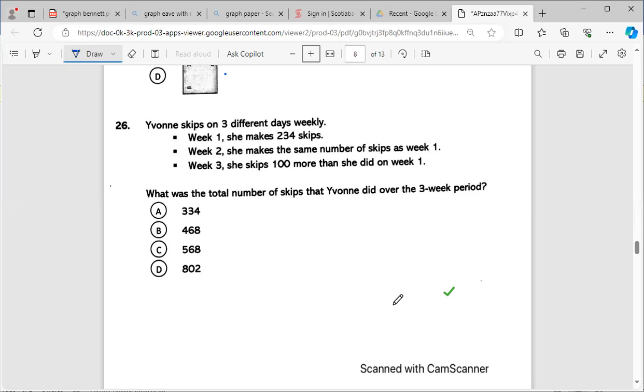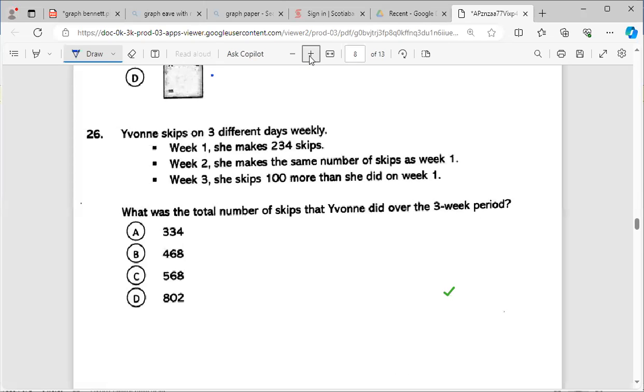Sir, can you zoom it out a little bit? Oh, you're not seeing it properly? That's fine now. Yes, sir. What happened to crew? Crew is not on.